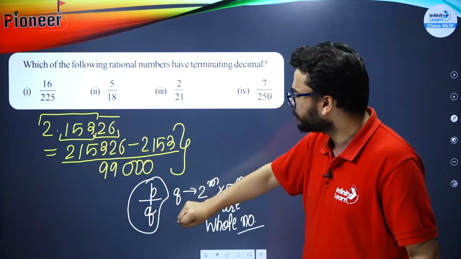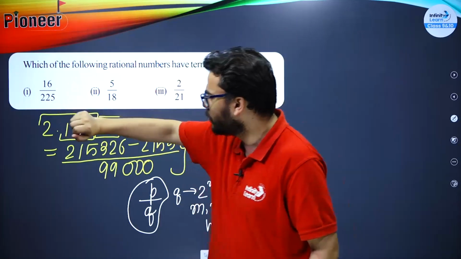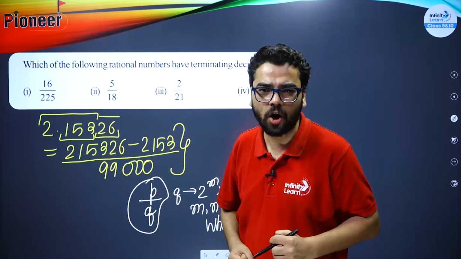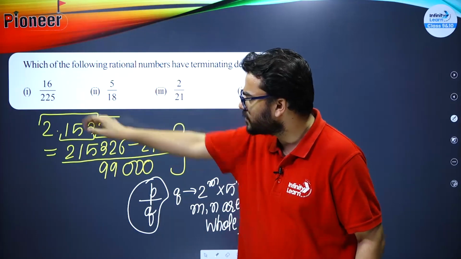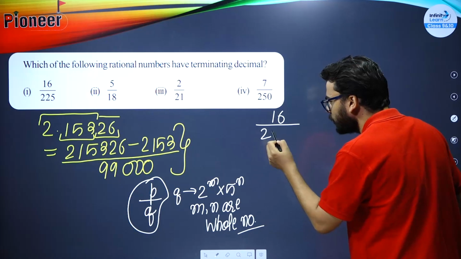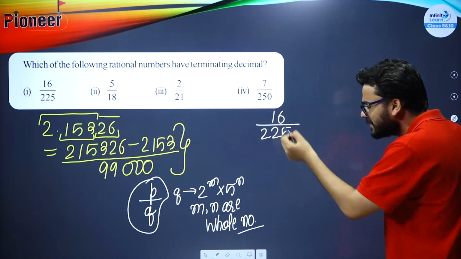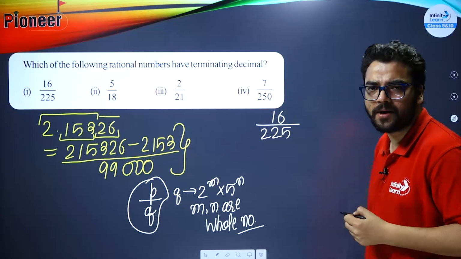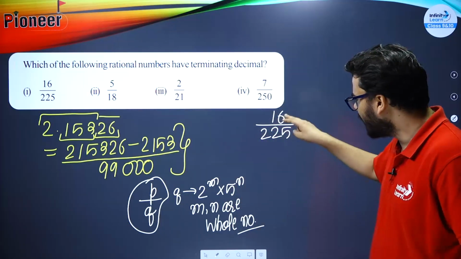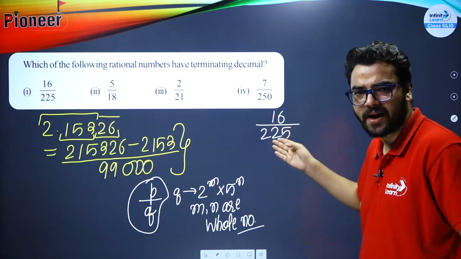So, for example, we have this question: how can we decide whether it will have a terminating decimal representation or not? The first thing is you have to see if it is in the simplified form. You see 16 upon 225. First check that is there any common factor between the numerator and the denominator? Can it be further simplified? You see, no common factor is there.